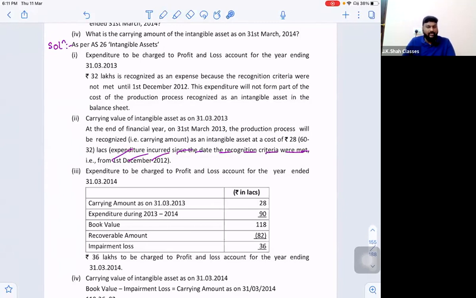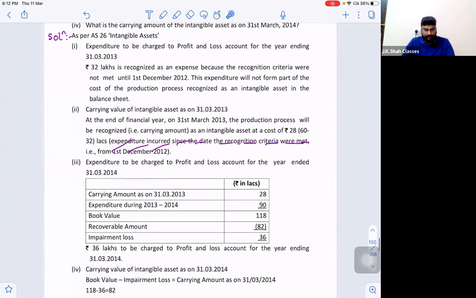So you have shown the proper calculation. The carrying amount, that is nothing but opening balance is 28 lakhs plus expenditure incurred in the current year is 90 lakhs. So total book value should be 118. But recoverable amount is only 82 lakhs. So 118 minus 82, 36 lakh will be impairment loss. So 36 lakh will be charged to P&L account for the year ending 31st March 2014.